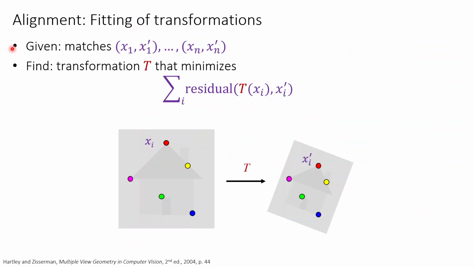You can see now we are given matches: x1 matches with x1 prime, xn matches with xn prime, and so on. Of course, in this case, x1 is a two-dimensional point, (x1, y1). Find the transformation T that minimizes the residual between the transformed xi's and xi prime, so all the points. So we transform xi to xi prime through this T. What are the kinds of transformations that exist and that we can find?